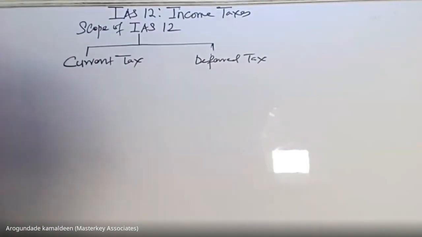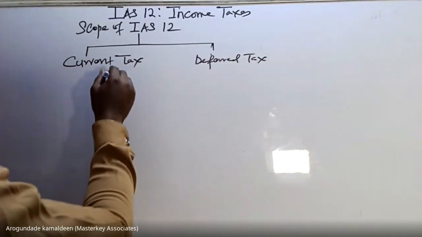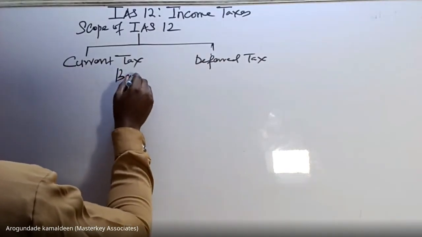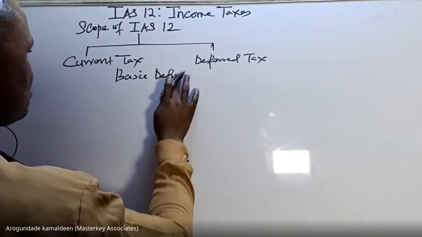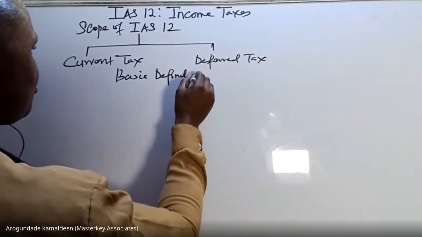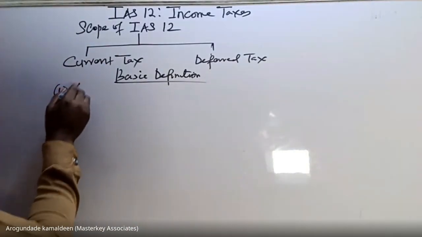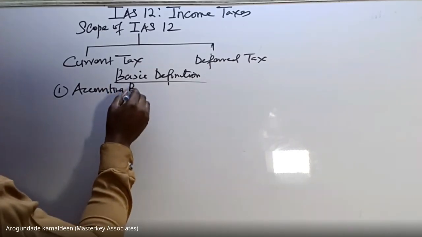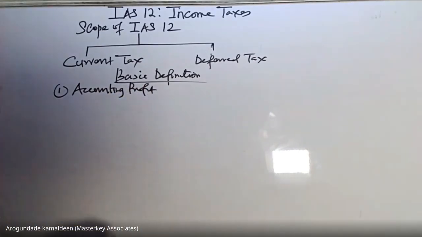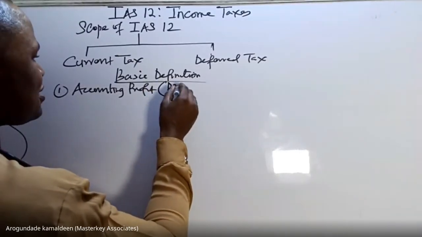Before we go into an example, let us take a look at some basic terms. Basic definitions. These definitions are very, very important. I can ask you. One is the accounting profit. Your accounting profit is your profit before tax.